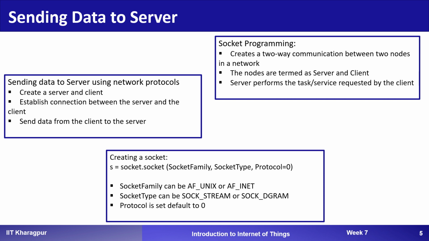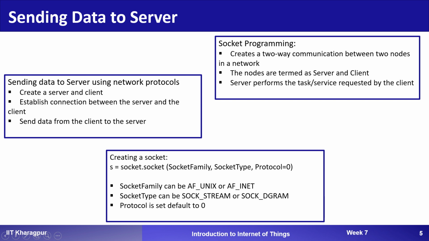So you can take your PC as a server, and once your client and server are created, you have to do the socket programming so that you make the connection between your client and server. And once the connection is established using socket programming, you can transfer the data from your Raspberry Pi to that particular server. So basically in socket programming, you have to create a two-way communication between two nodes in the network. Here the two nodes will be your Raspberry Pi and your system.